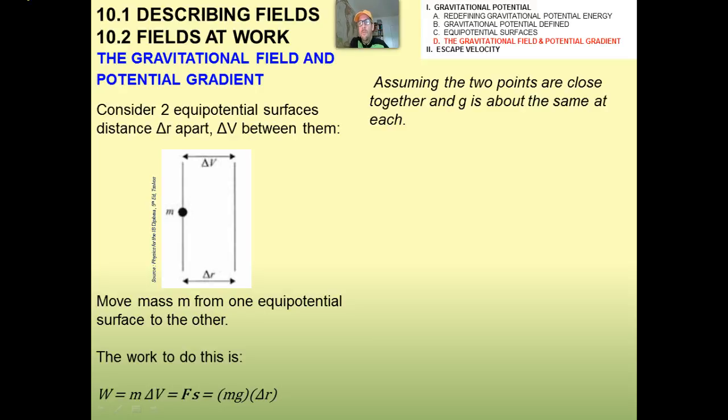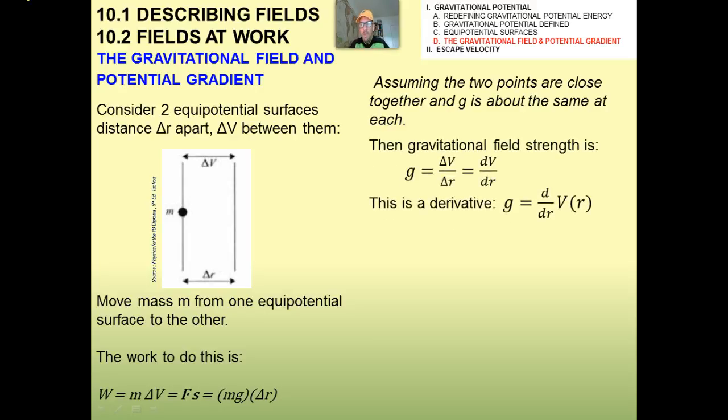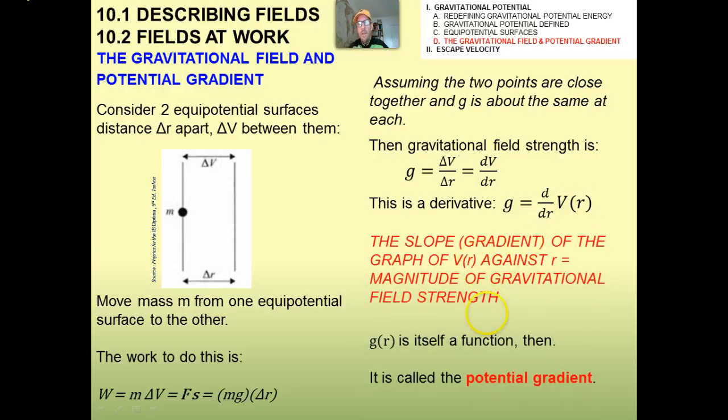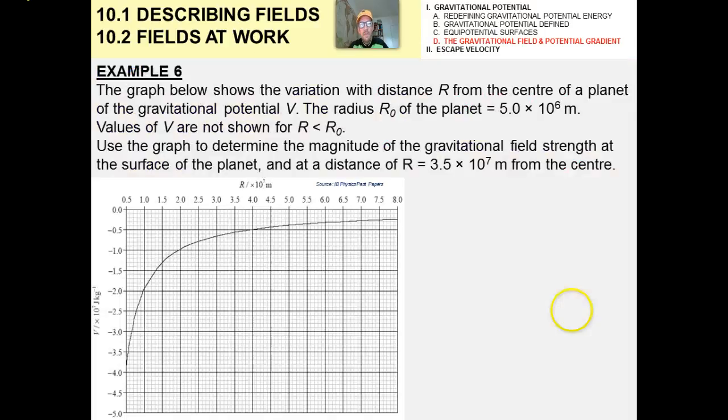So assuming the 2 points are close together and g is about the same, then the gravitational field strength is delta V over delta r. As a derivative, this is dV over dr, okay, where V is a function of r, because that's the gravitational potential, d by dr of V of r. The slope of the graph of V of r against r equals the magnitude of the gravitational field strength. The magnitude of the gravitational field strength is also equal to the acceleration due to gravity. Remember, they have the same units, newtons per kilogram and meters per second squared. g of r is itself then a function. Okay, very interesting. It's called the potential gradient. And we're going to do an example related to this right now.